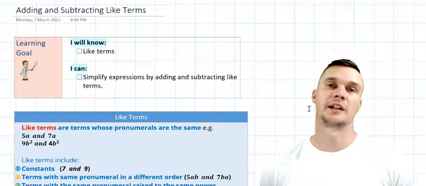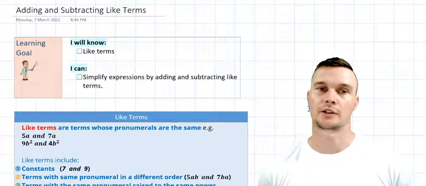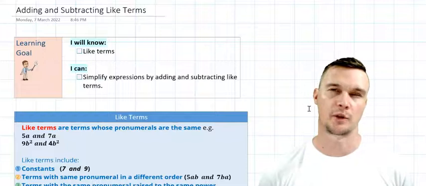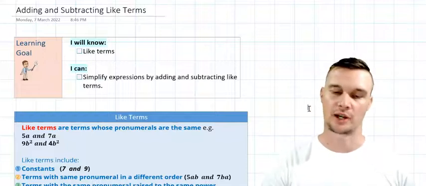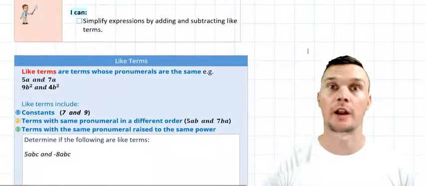In this video we're going to be looking at adding and subtracting like terms. Hopefully you know what like terms are by the end of this lesson, and that you can simplify expressions by adding and subtracting those like terms. So firstly, what are like terms?